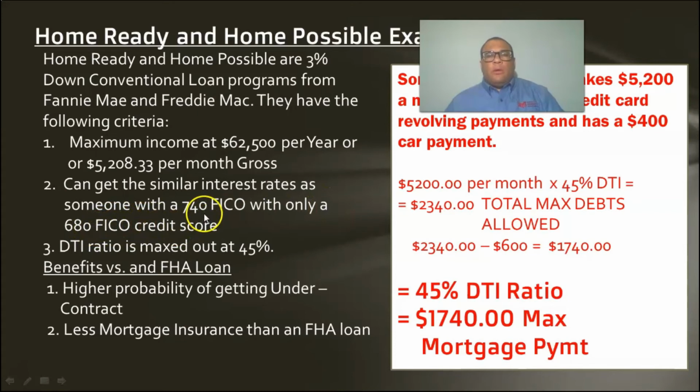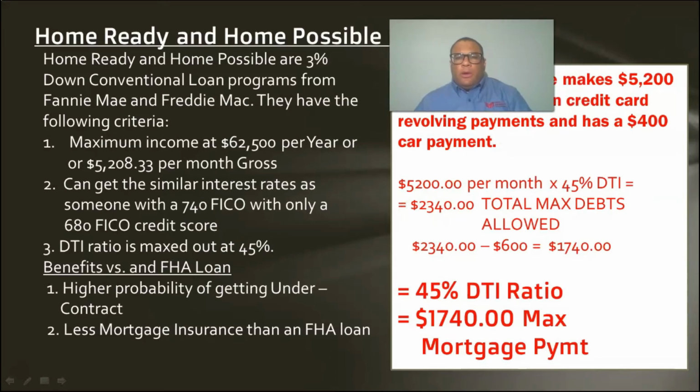So you can get the upper twos rate in conventional, or 3%, based on your DTI, your income, or other factors. And debt to income ratio is maxed out at 45%. So the benefits versus an FHA, like I said before, are a higher probability of getting under contract and much less mortgage insurance than an FHA loan.